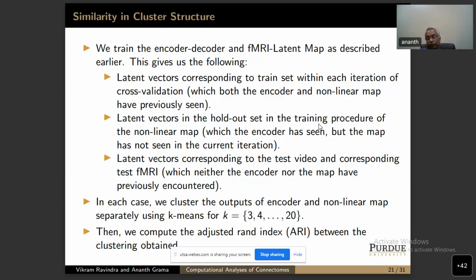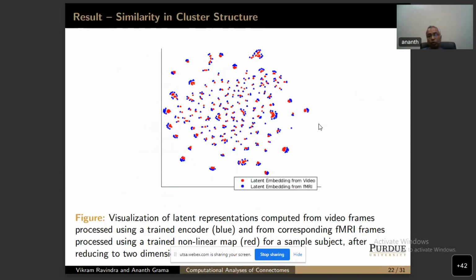So now for the first validation, you can basically cluster the outputs of the encoder and the map separately. And let's say you picked a whole number of clusters, anywhere from, we try k equals 3 to 20. And then you compute an ARI between these two clusterings and see if you get good ARIs. In other words, are the clusters that you get coming from the fMRIs very similar to the clusters that you would get coming from the original video itself? All right.